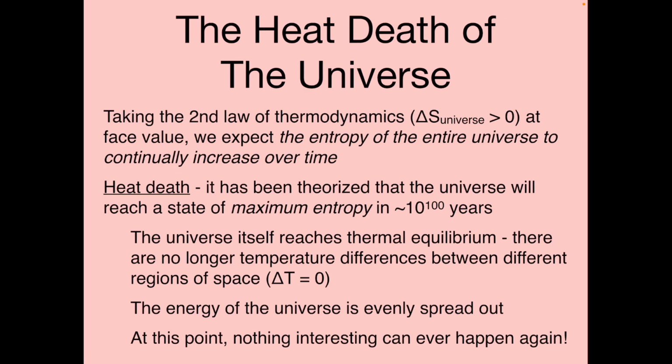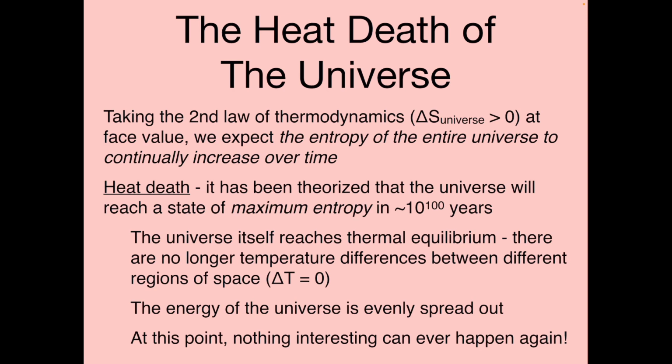So that takes us to a really fascinating but sort of depressing idea called the heat death of the universe. If we take the second law of thermodynamics very seriously, the idea that the entropy of the universe is always going up, well, we expect the entropy of the universe just continually increases over time. But is there any sort of endpoint to that? Does the entropy just go up forever and ever and that's it? Or does it sort of max out at some point?